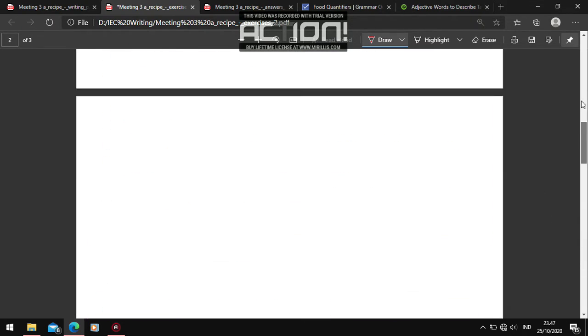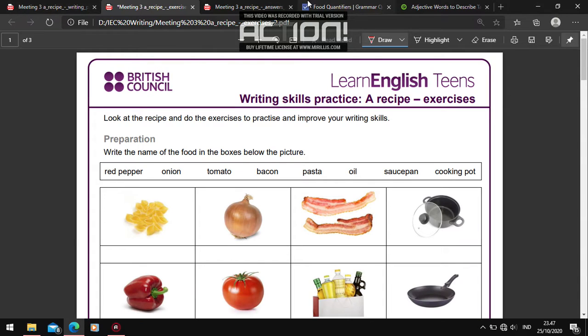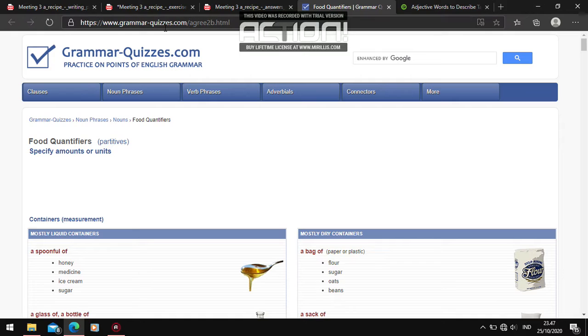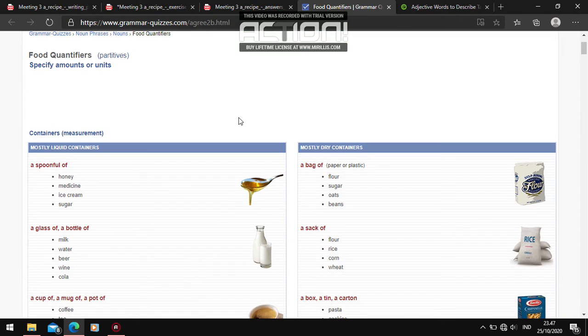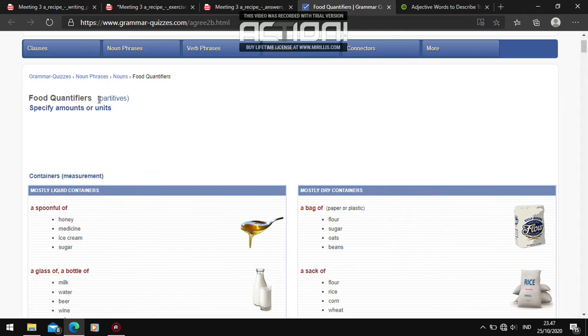So that's actually the end. But before this, I also want to show you another website that I found, www.grammar-quizzes.com/agree2b.html. Here you can find a lot of vocabulary related to food quantifiers. What is a food quantifier? Food means makanan. A quantifier is how you explain the amount, to specify amounts or units. When you want to describe how much of the food you want to mention, you use this.